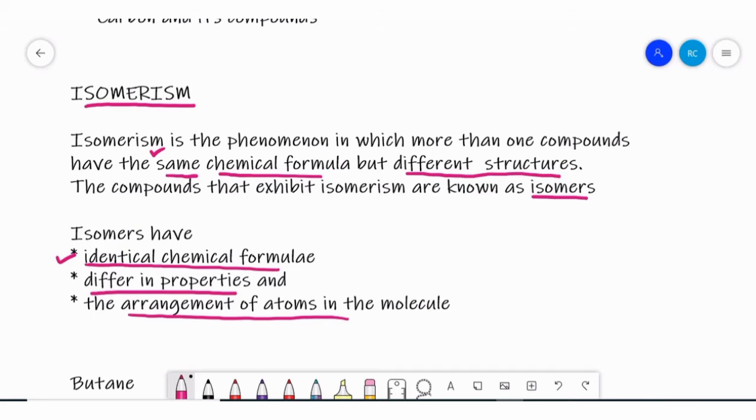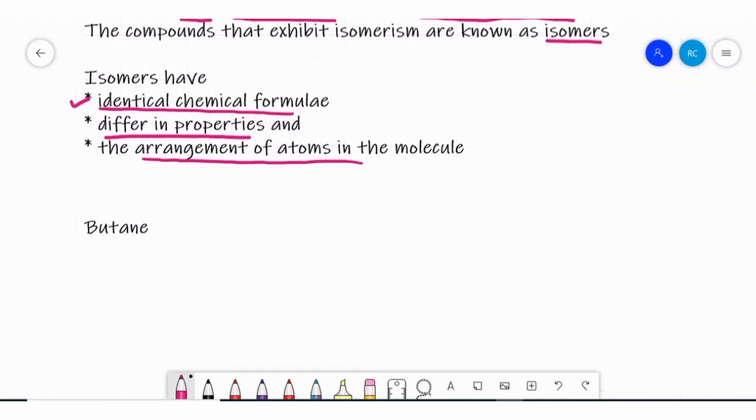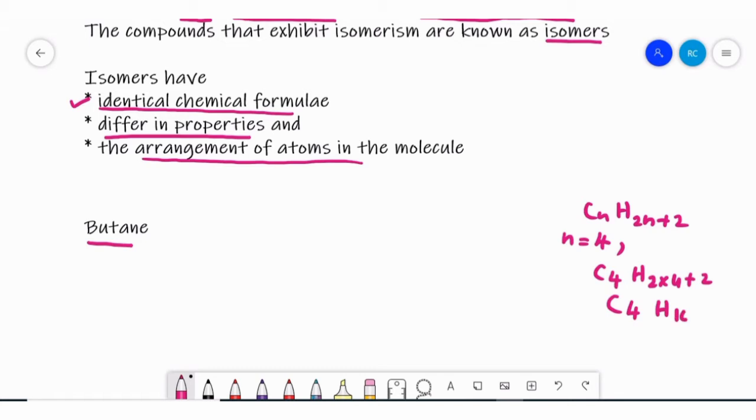Now we can write the different isomers possible for the butane molecule. Butane is an alkane. When you write the general formula for alkanes, CnH2n+2, and put n equal to 4, you will get butane: C4H(2×4+2), which means C4H10. So this is the butane molecule. In the butane molecule, there are 4 carbon atoms and 10 hydrogen atoms.